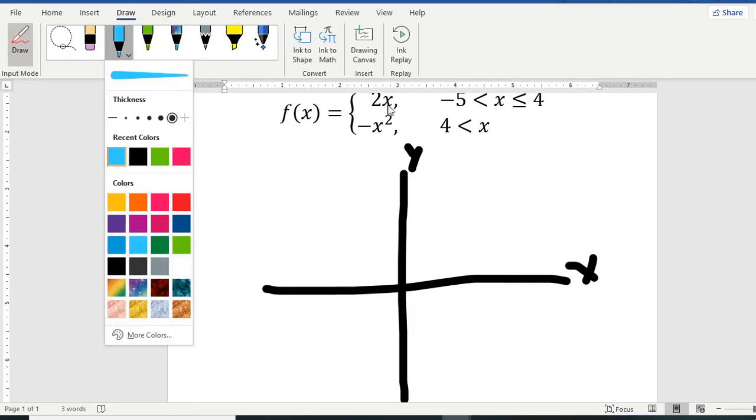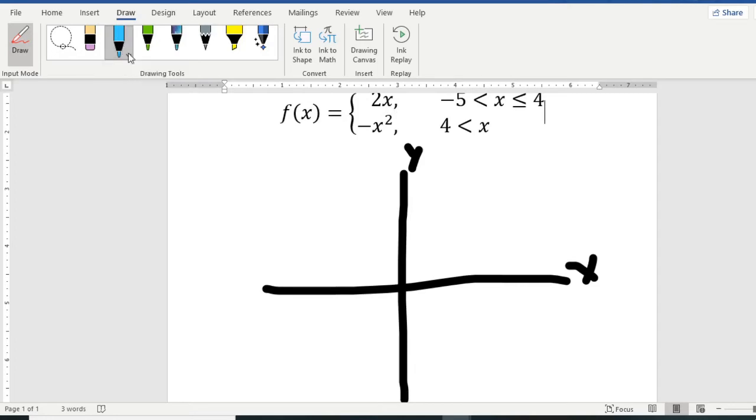So I'm going to do the first one, the 2x, in this blue color so you can see it. Let's do it more thin. Alright, so this says negative 5 is less than x, so that's going to be an open circle. That's roughly down over here somewhere. So negative 5, I plug that in for 2x, so that gives me negative 10. Let's say that's somewhere down here. Draw a little open circle, because that point can't be included. It does not exist at that point.